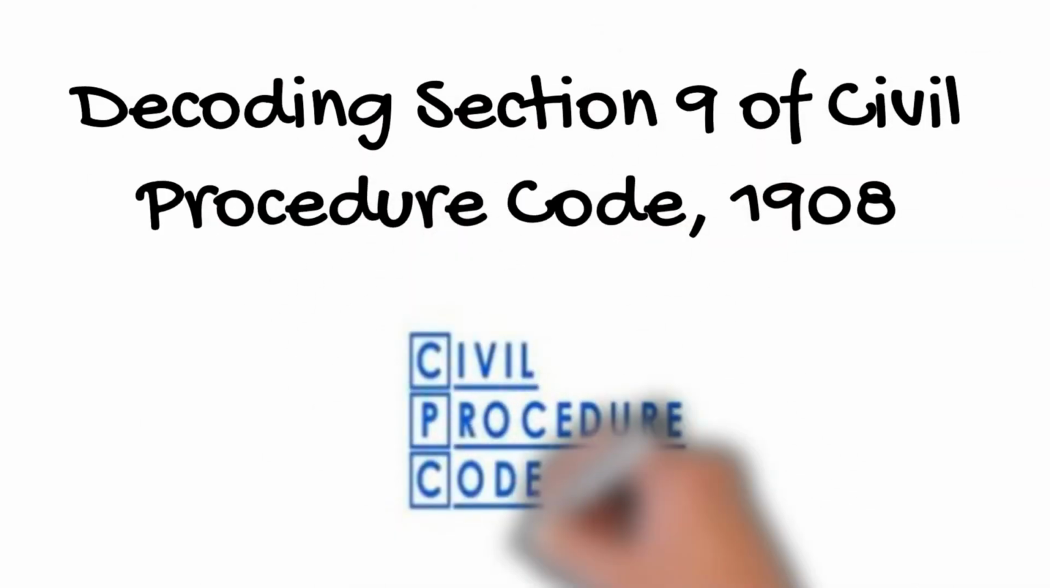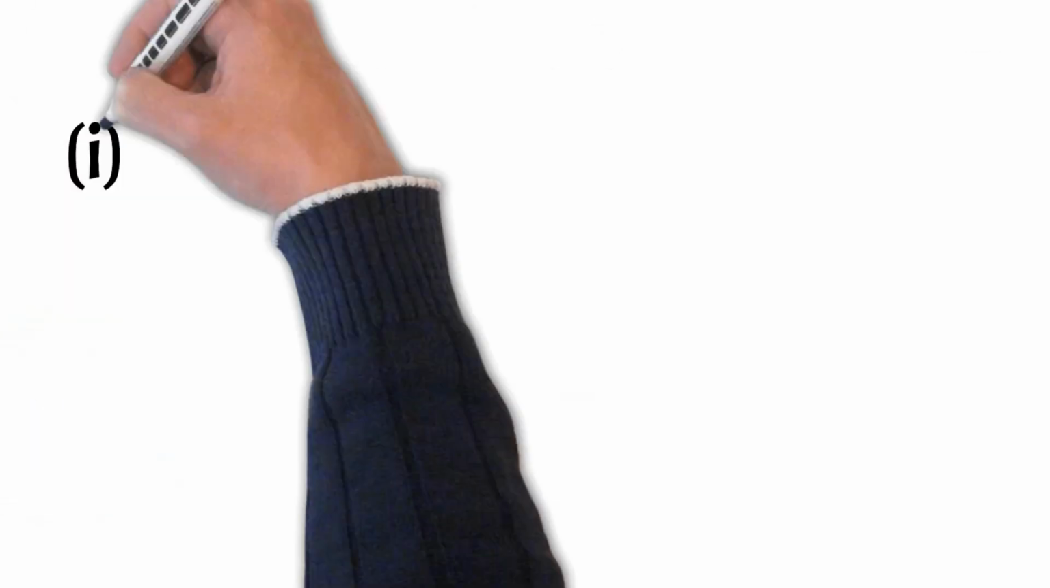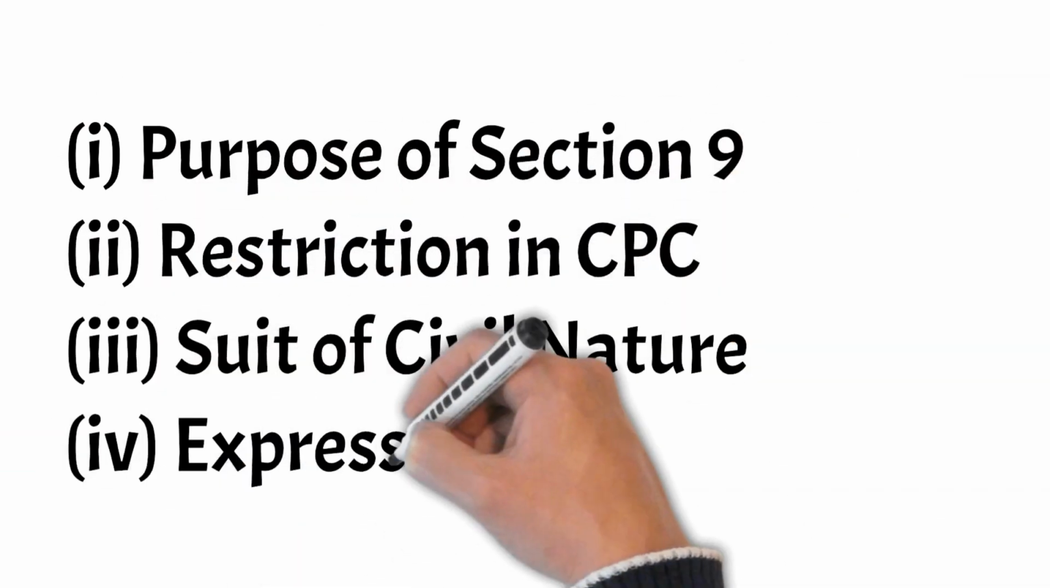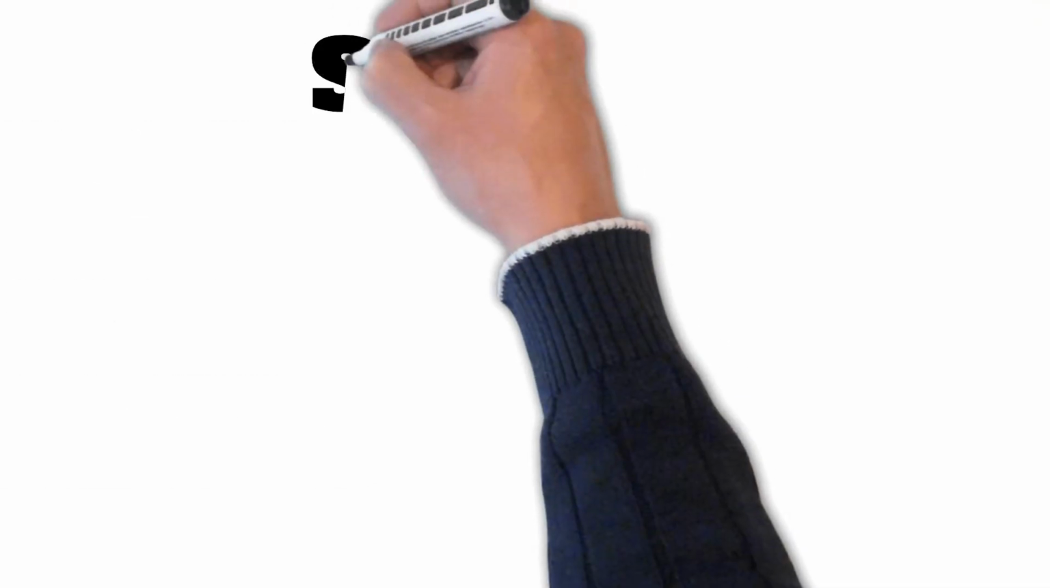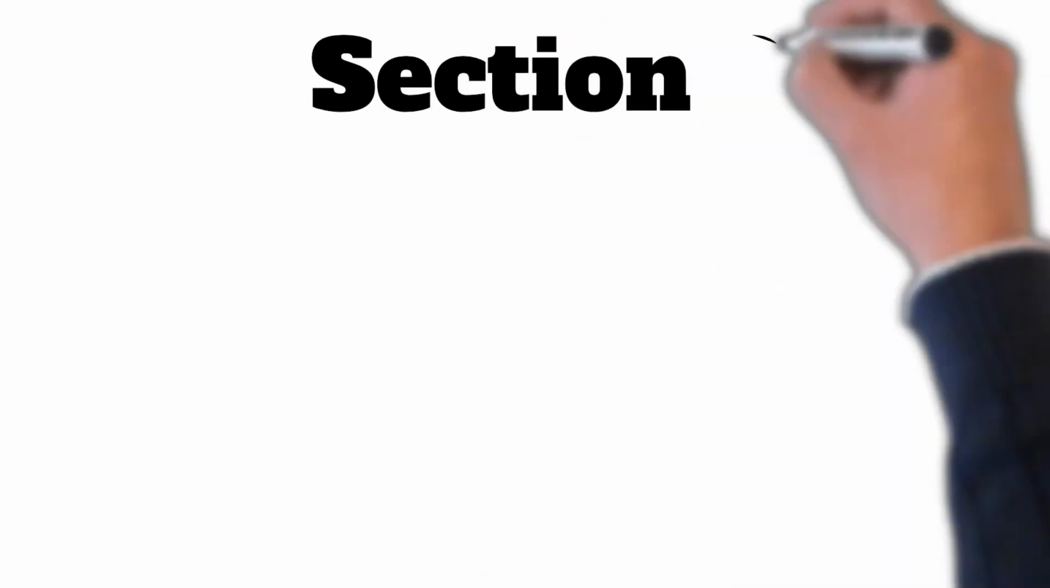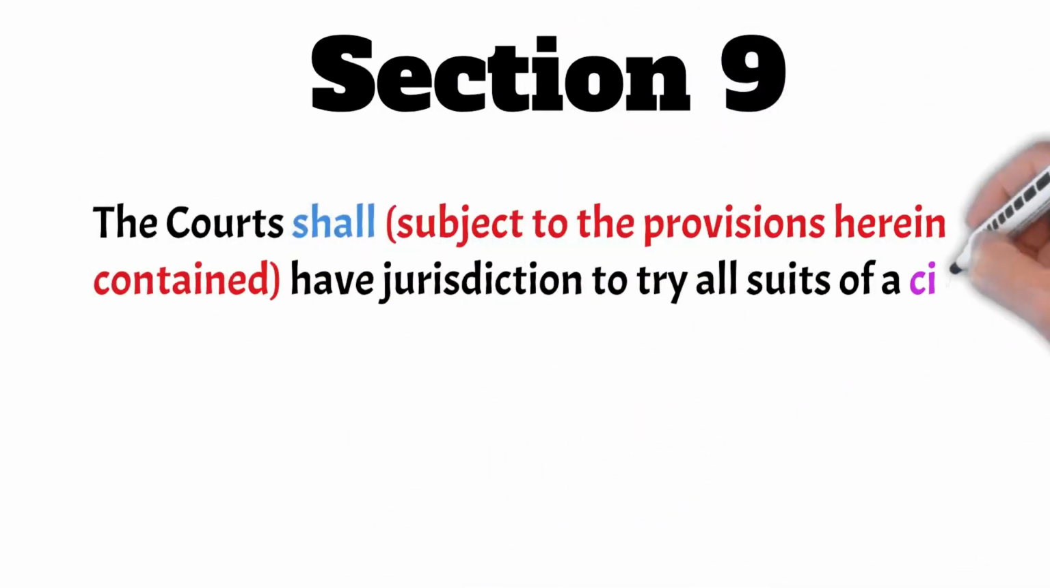Decoding Section 9 of Civil Procedure Code 1908. In this video, we'll understand the purpose of Section 9, the restrictions in CPC, the concept of suit of civil nature, the concept of express or implied bar. All these concepts are provided in Section 9, which is read as follows.